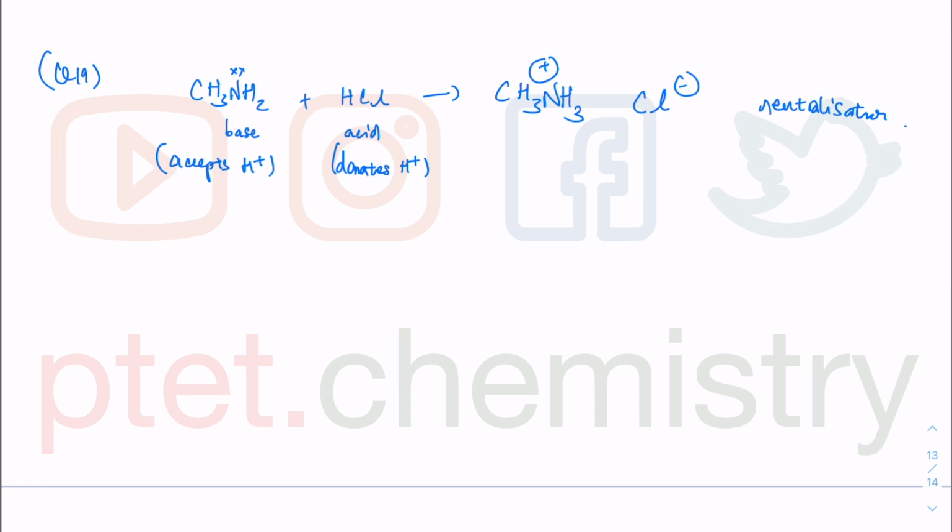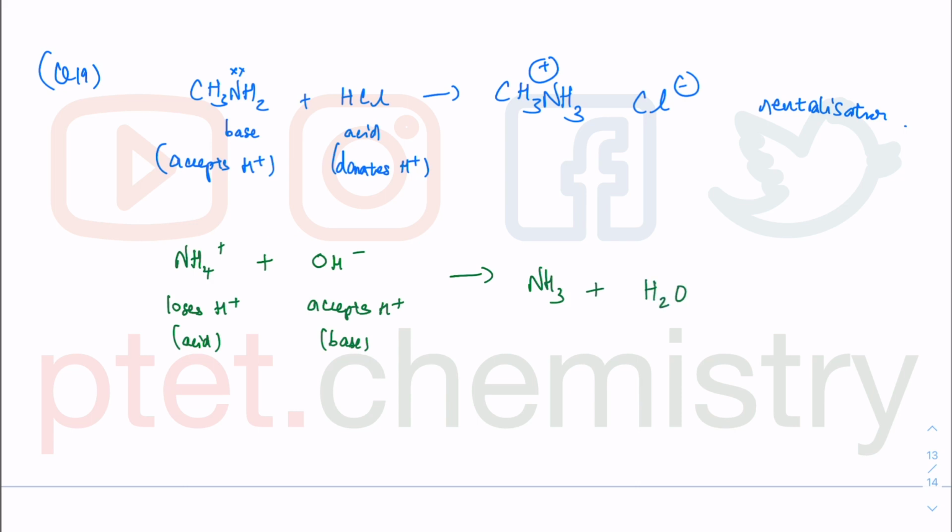And then they're asking what happens when methyl ammonium chloride is reacted with sodium hydroxide. I will first think about ammonium. Ammonium plus hydroxide. This is the base, it will accept H plus. This loses the H plus because this is acting as an acid. This is acting as a base. So the base accepts the H plus. This loses the H plus, and you will get NH3. And what you get now is H2O.